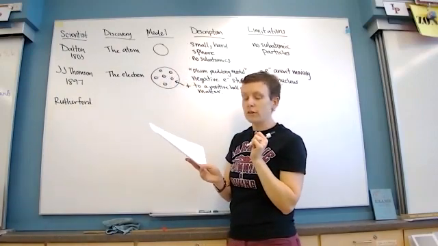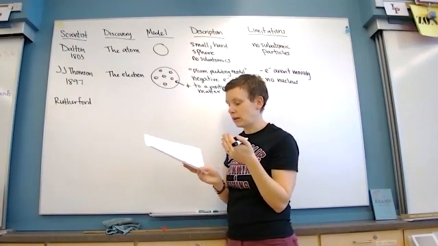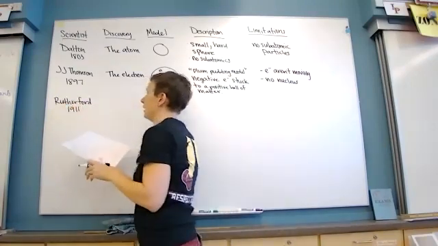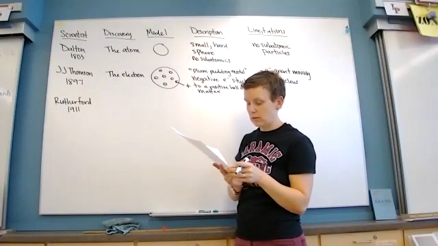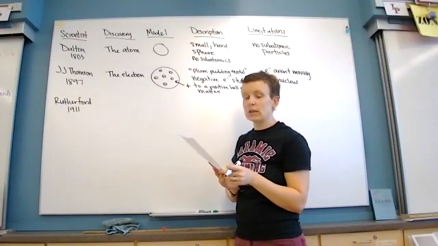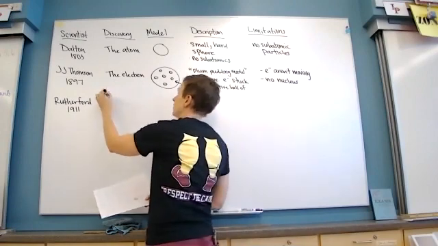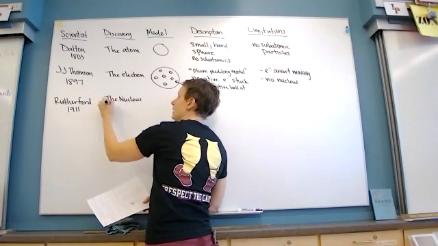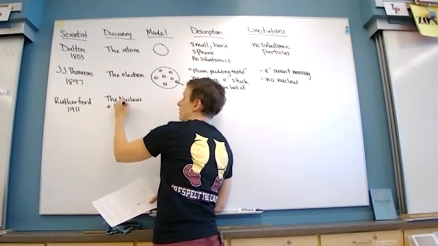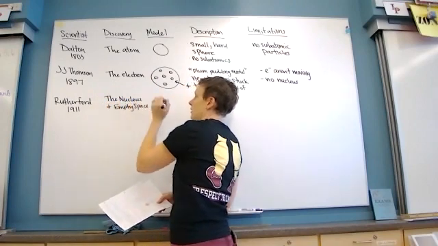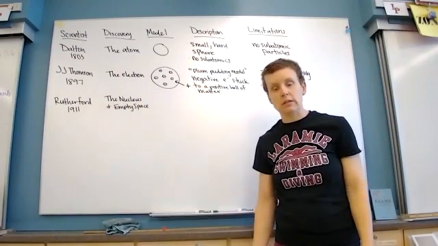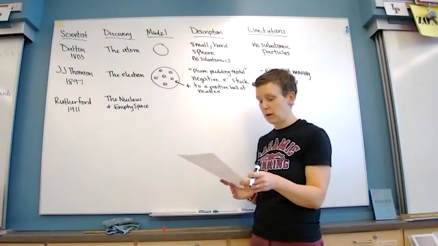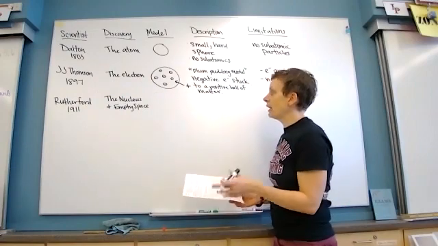Okay, Rutherford. Now Rutherford did his experiment and created his findings and conclusions in 1911. He was actually a student of Thomson's. And he's credited with discovering the nucleus and the empty space that surrounds that nucleus. He discovered that most of the atom was empty space, volume-wise. All right, now his model.